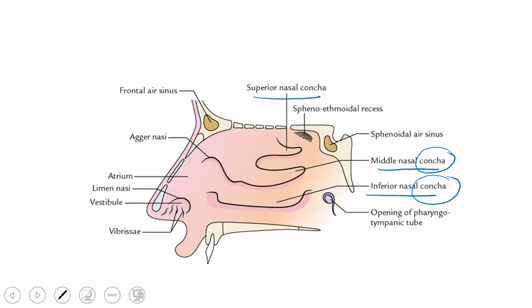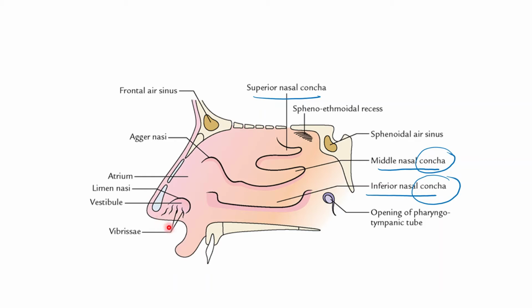Deep to the concha, when we lift the concha or separate the conchae, lies the space which is called the meatus. So there is the superior meatus deep to the superior nasal concha, the middle meatus deep to the middle nasal concha, and the inferior meatus deep to the inferior concha. So this is about the features presenting the conchae and the meatus.